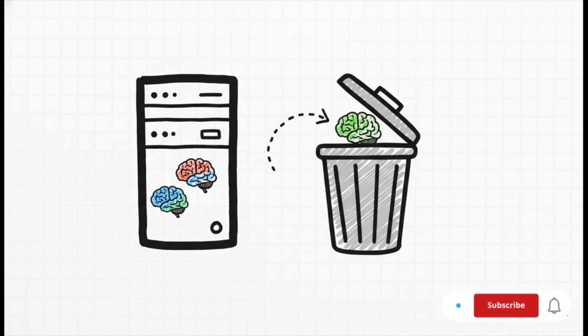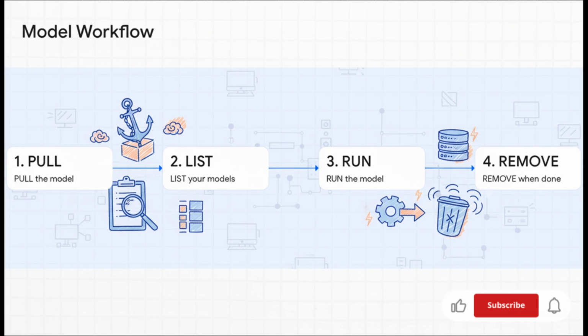And look, when you're all done and you want to clean things up and get some hard drive space back, the command is exactly what you'd guess. docker model rm. It just removes the model from your system, keeping everything nice and tidy. So there you have it. It's this beautiful, simple workflow. You pull it, you list it, you run it, and you remove it. It's the same 4-step dance that so many of us have already memorized from managing containers.